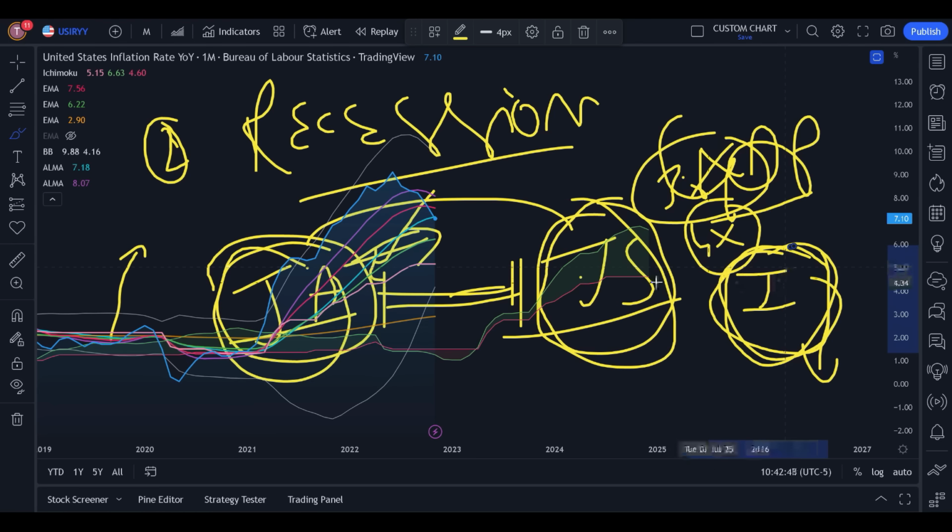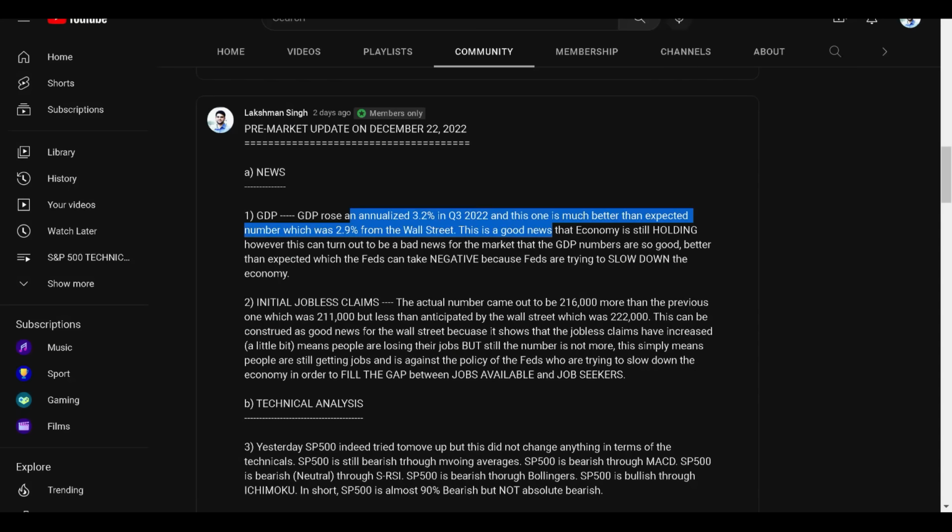They will say that even after raising the interest rates, the GDP is still growing, meaning people are still getting jobs and people are still spending money. And this must not happen. People must not spend more money, so that they can bring down the inflation. This means that this better than anticipated GDP data is simply going to force the Feds to take this news as negative, because the Feds are trying to slow down the economy.